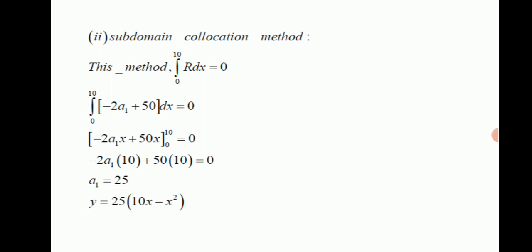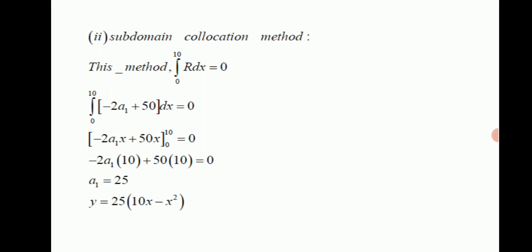So the second method is the subdomain collocation method. In this method, the formula is integral of 0 to 10 of r into dx is equal to 0. So r is minus 2a1 plus 50, into dx. Then we want to integrate this term. The integral of minus 2a1 into dx becomes minus 2a1x, and the integral of 50 into dx becomes plus 50 into x.